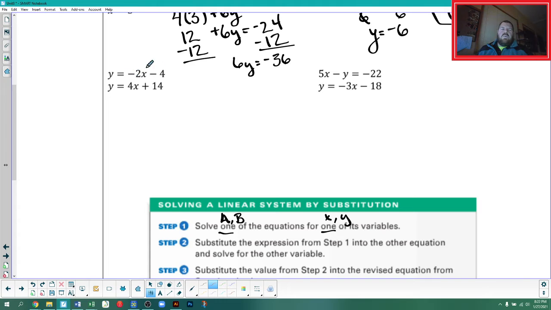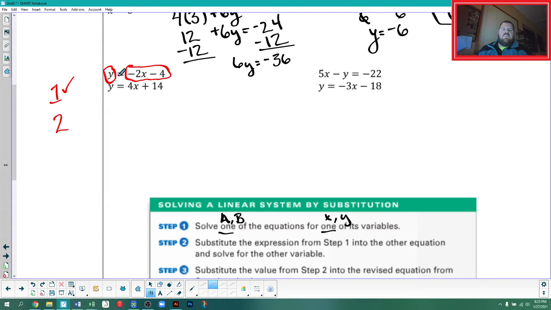So in this case, step 1 is done for us. I already have one of the equations, and technically here I have both equations solved for one of the variables. But I'm going to consider that I'm solving this top equation for y. And that's already done for me. I have y by itself. So y is equal to this mess, this negative 2x minus 4. So step 1 is done. It was done for us originally.